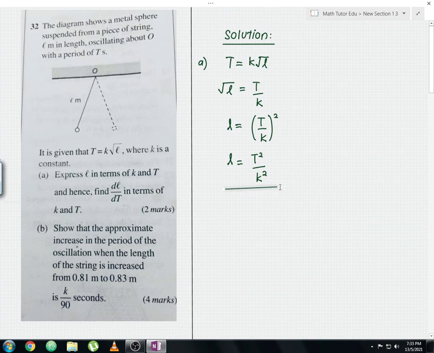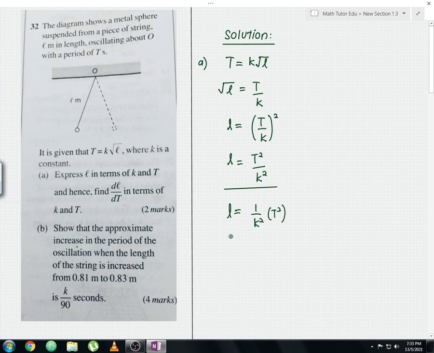So once we get this, we can proceed to do the differentiation. Okay, for the differentiation, we're going to alter this equation a bit. So what we're going to do is factor out the constant. So from here, L will be equals to 1 over k squared, and then in a bracket t squared. Since 1 over k squared is a constant, I'm doing this so that it will be easier for us to differentiate L with respect to t.